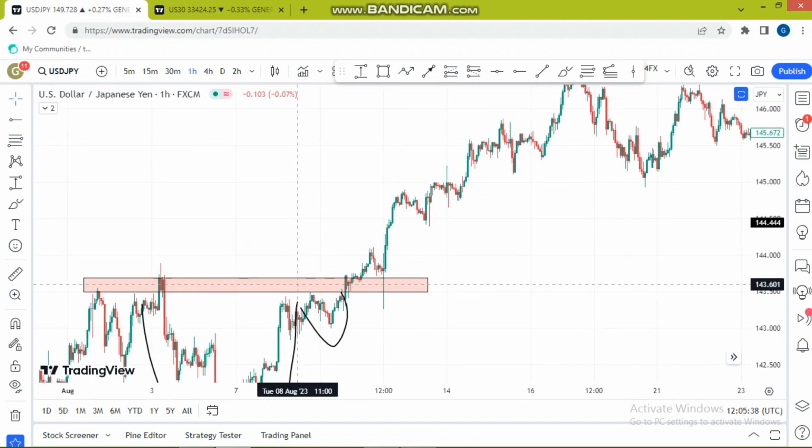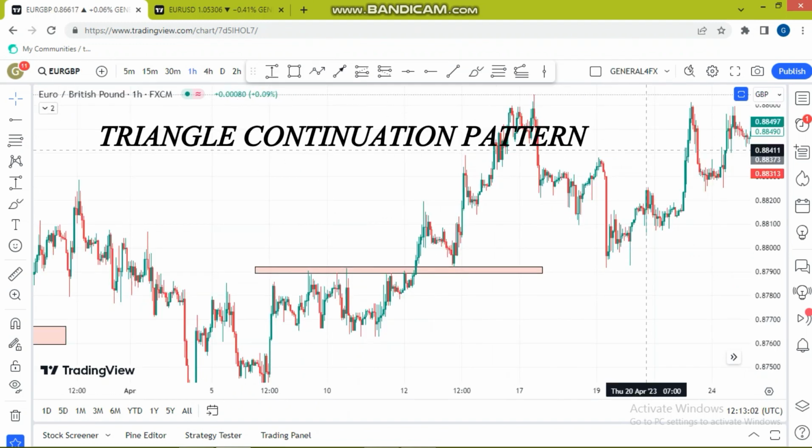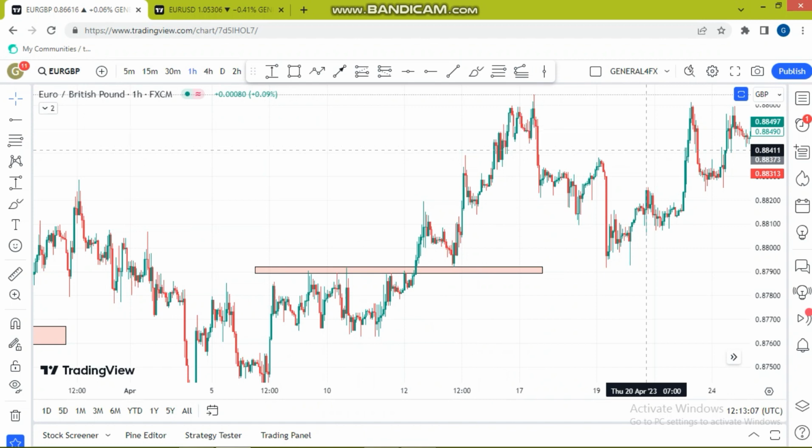And as you can see, price always massively pumped to the upside. So this is the second trend continuation pattern that I use. Triangle trend continuation is the third trend continuation that I personally use and vouch for.